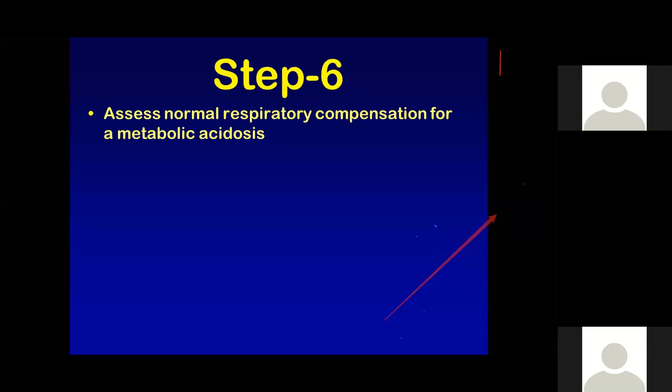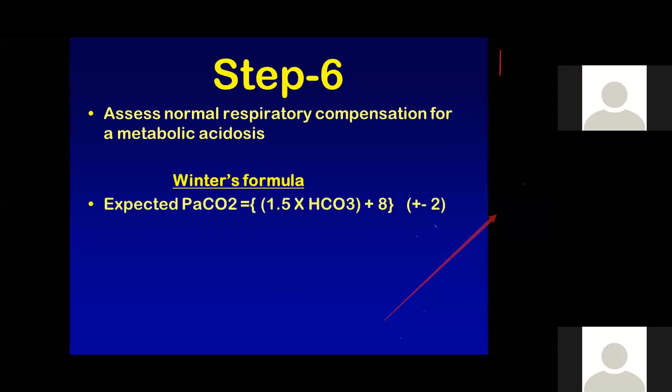Basically, in step 6, what you're going to see is Winter's formula. Here, you're assessing whether the respiratory compensation has happened with the metabolic acidosis or not. So you're going to look into whether there is a normal respiratory compensation for a metabolic acidosis or not. This is what you're going to watch out for. So applying Winter's formula, the expected PaCO2 is equal to 1.5 times the bicarb plus 8, plus or minus 2. That is Winter's formula.